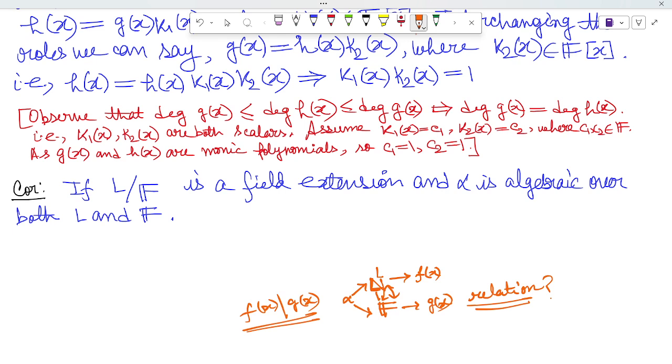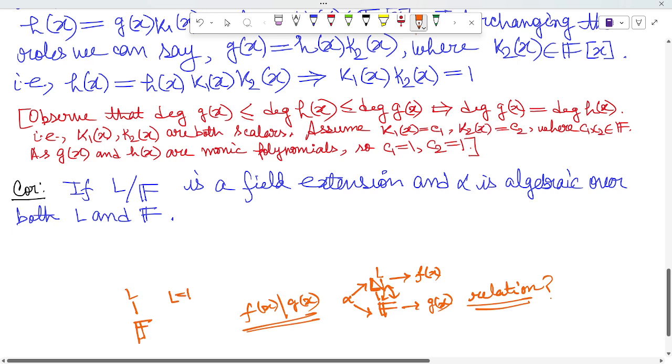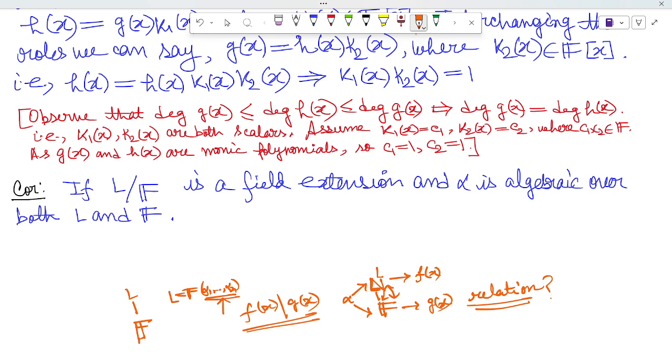So what is the intuition? I am giving you first the intuition. L over F means there are some extra elements. Roughly assume, it is not correct always, that L is made of F adjoining some element. So there are some roots or conjugates of alpha, or in particular alpha is there. So more elements are available, and as more elements are available, the degree of the minimal polynomial will decrease.